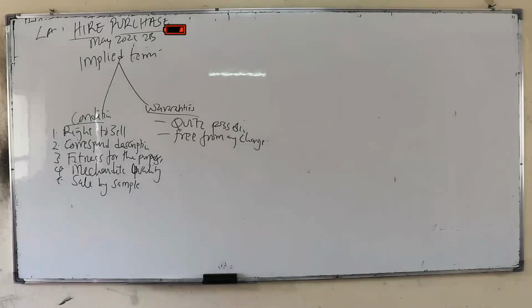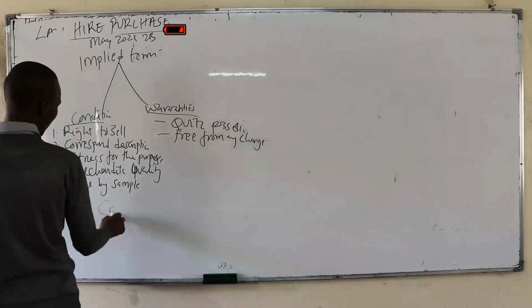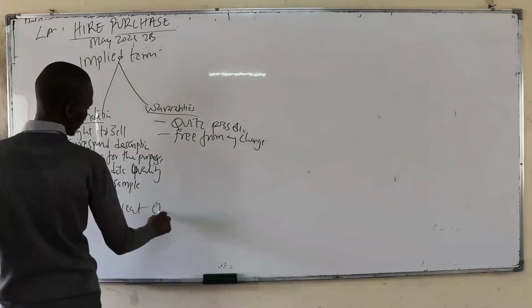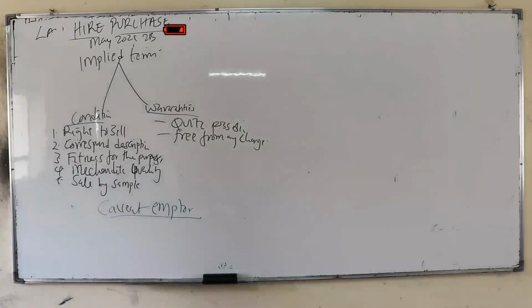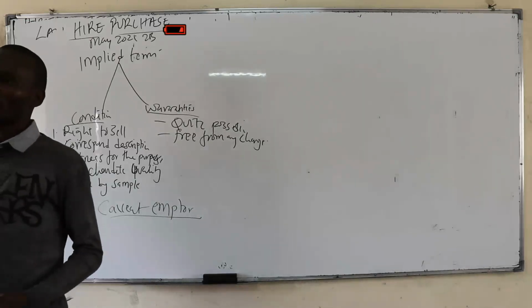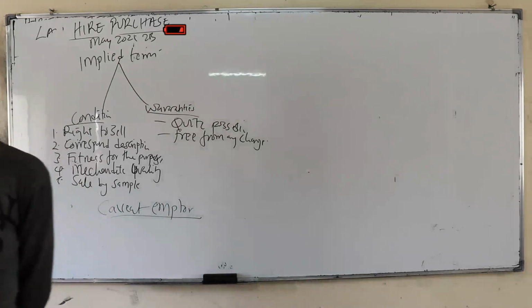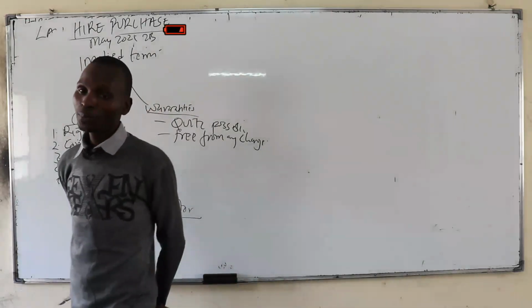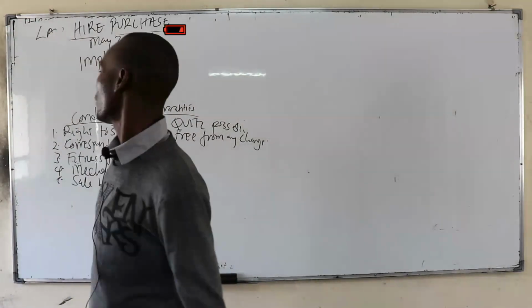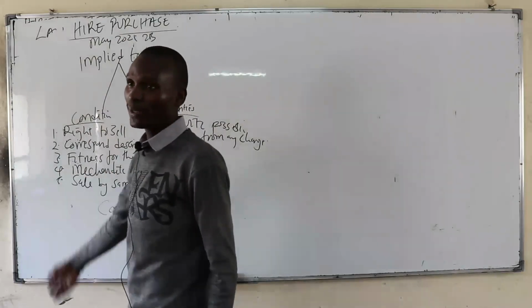You are supposed to explain. Then summarize the exemptions of the doctrine of caveat emptor. Caveat emptor, what did we say it means? Buyers be aware. So, the exemptions, we said there are 4, okay? We said there are these implied terms.